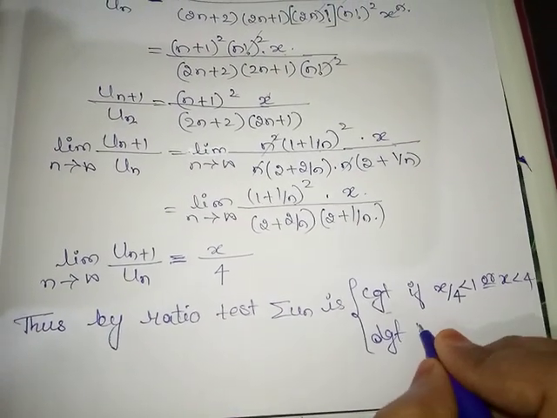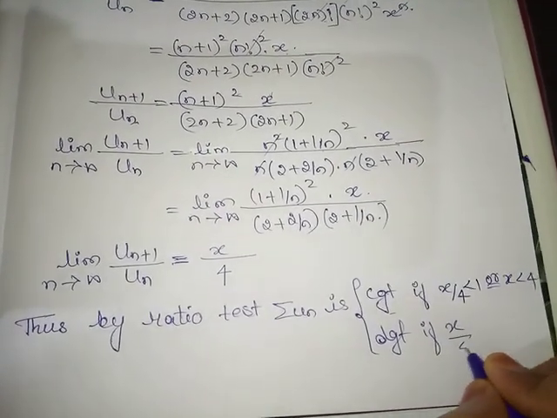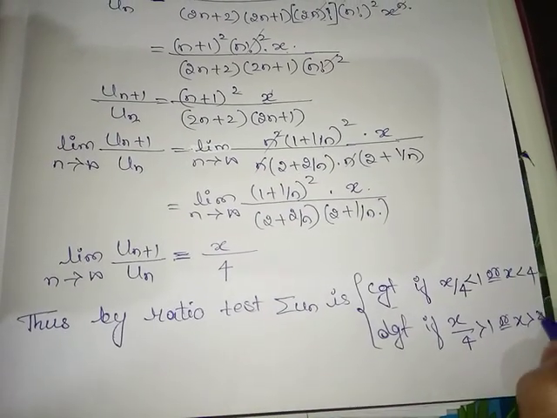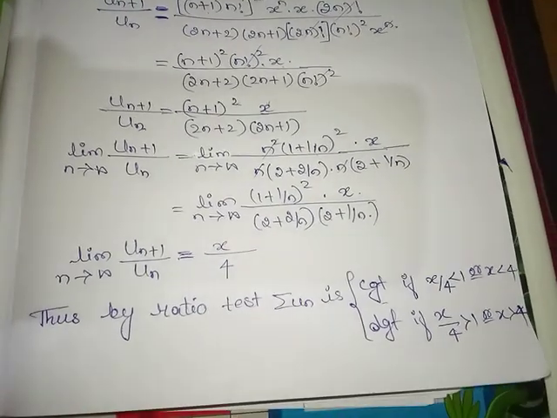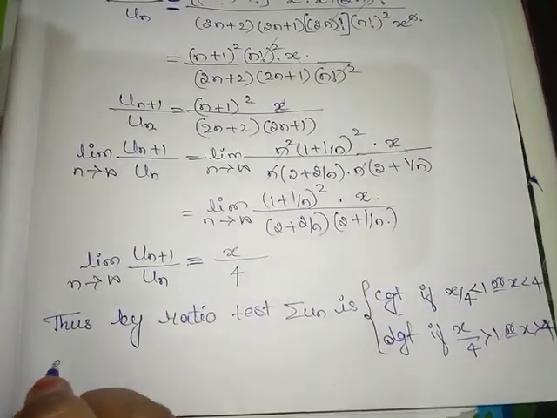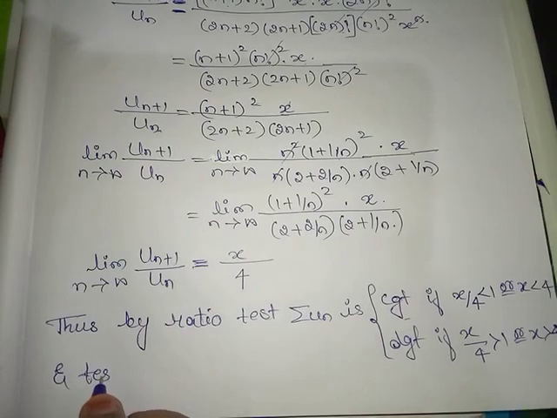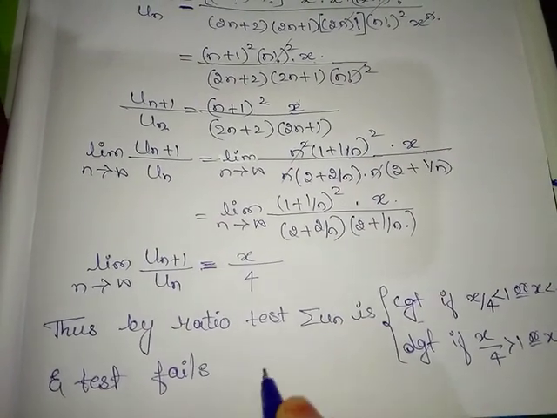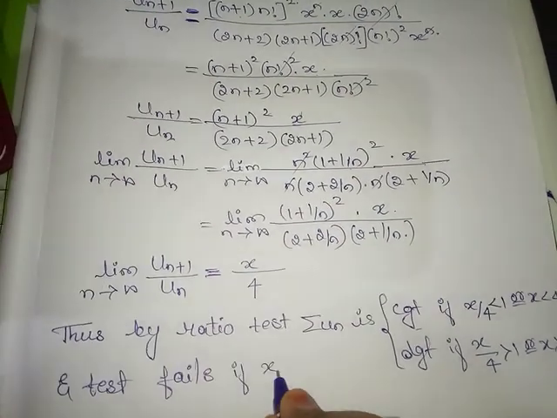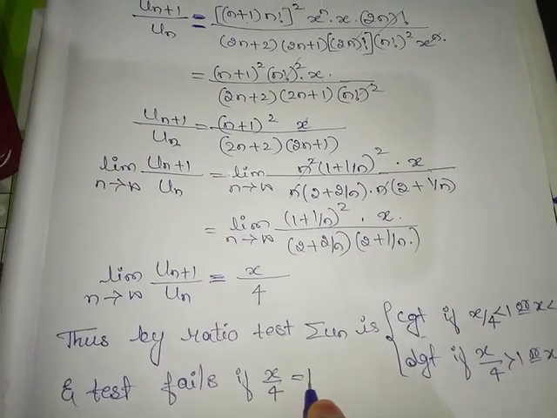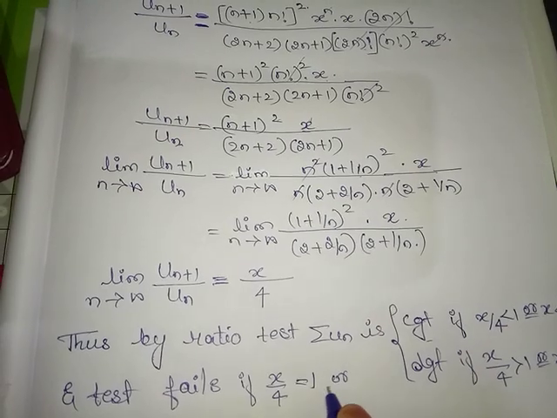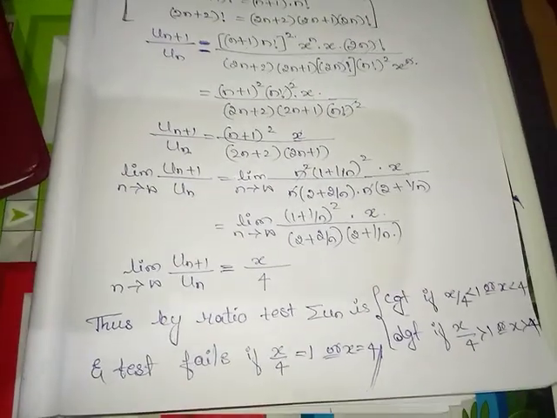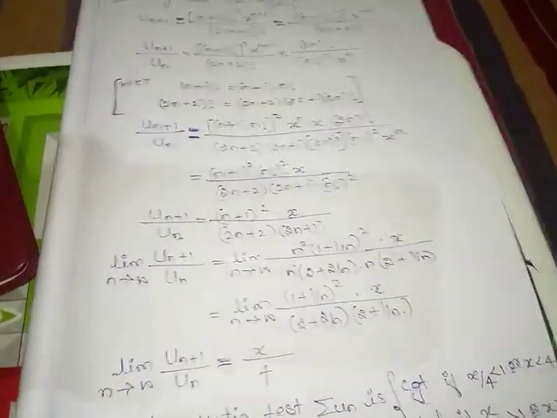Divergent if x by 4 is greater than 1 or x is greater than 4. And the test fails if x by 4 is equal to 1 or x is equal to 4. This is our conclusion. Okay.